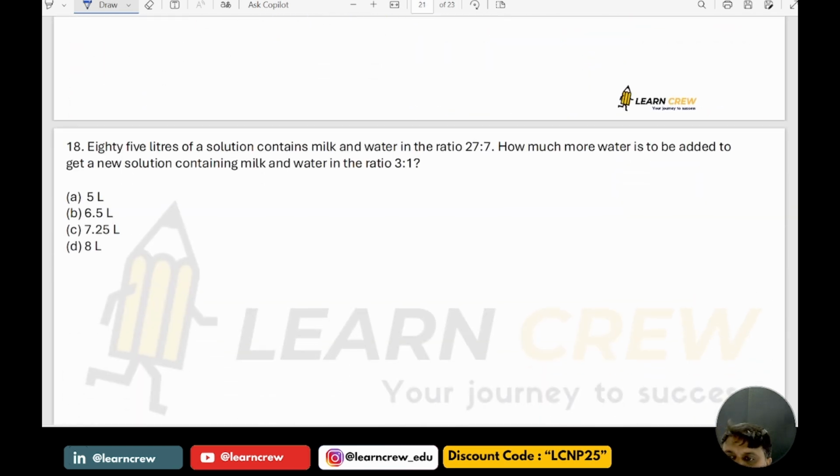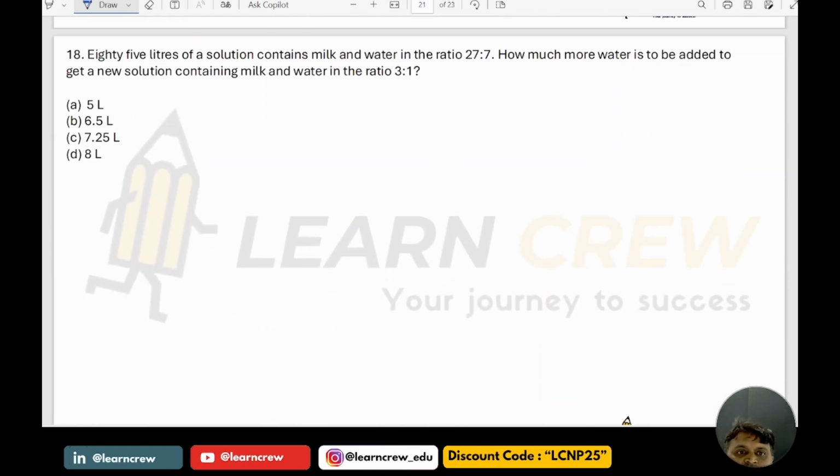Next, question number 18. 85 liters of a solution contains milk and water in the ratio 27:7. So 34 parts is 85. Thereby each part would be 2.5.